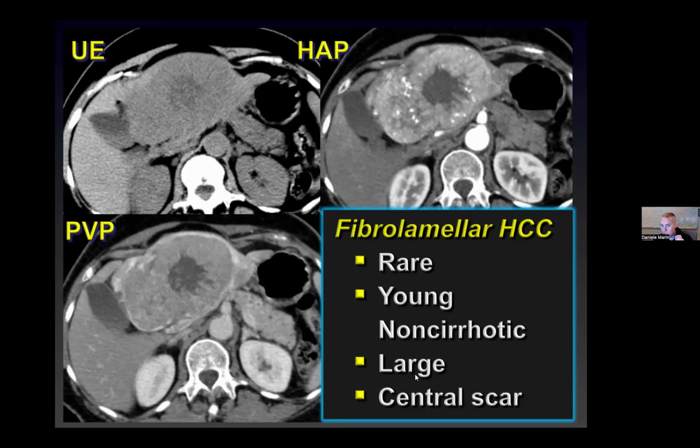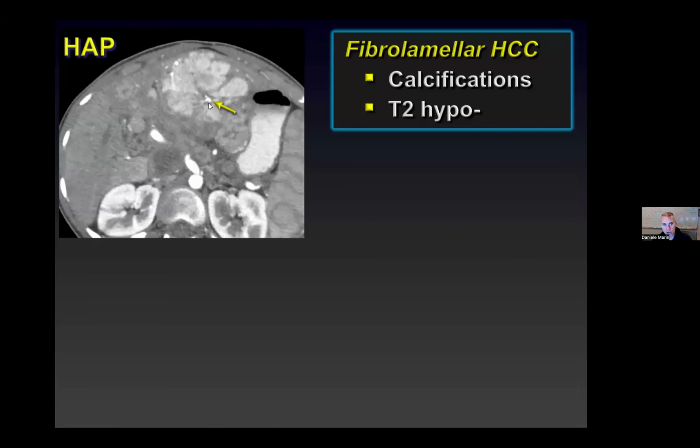So how do you differentiate between a fibrolamellar HCC and a focal nodular hyperplasia? Let me show you some of the findings. So the first thing you look for is calcifications within the central scar. Calcifications within the central scar are virtually pathognomonic for fibrolamellar HCC.